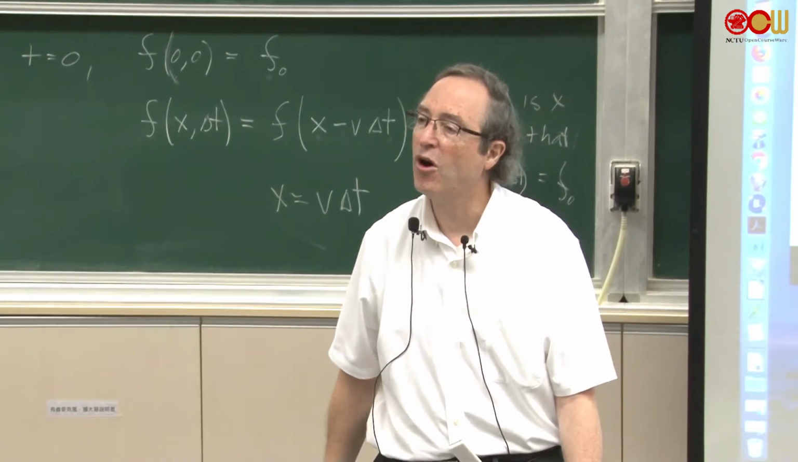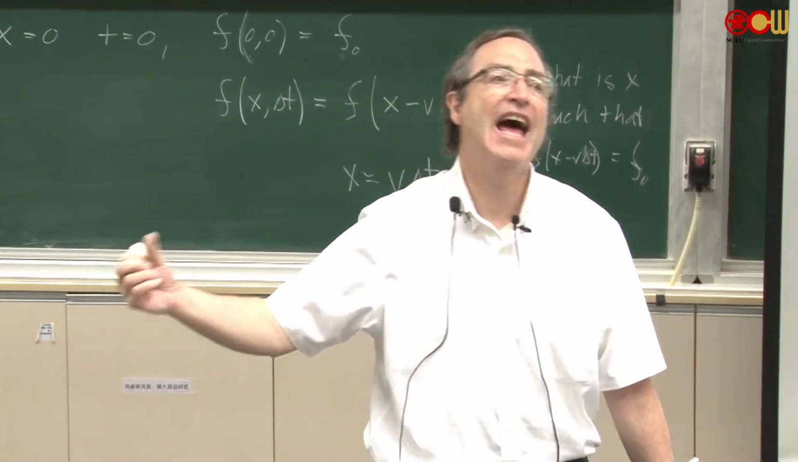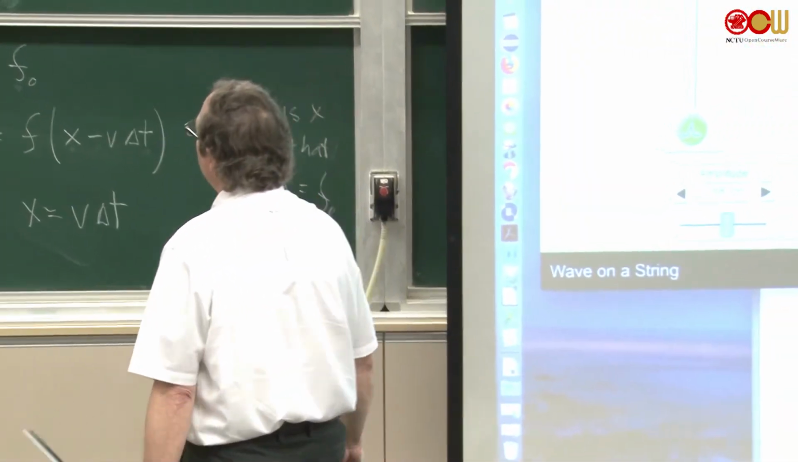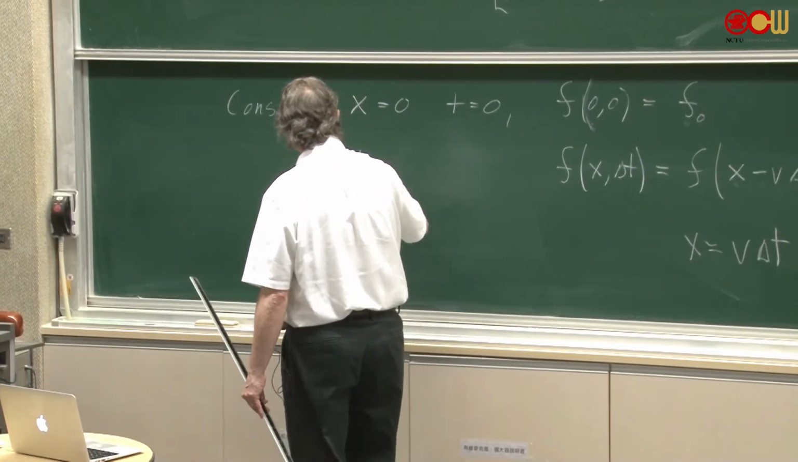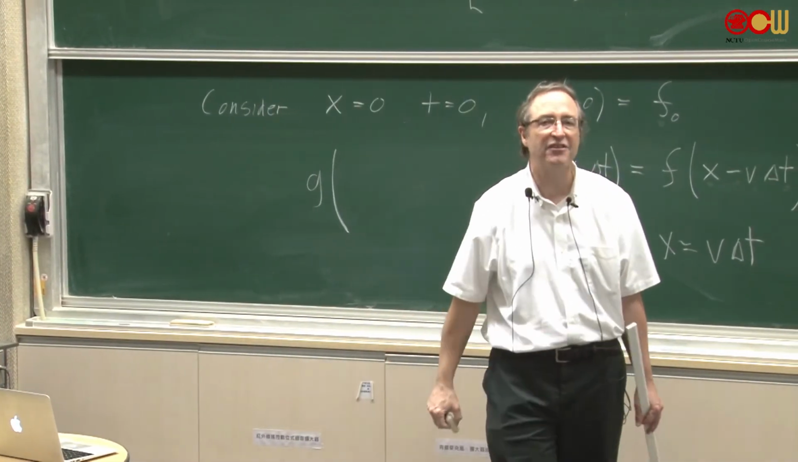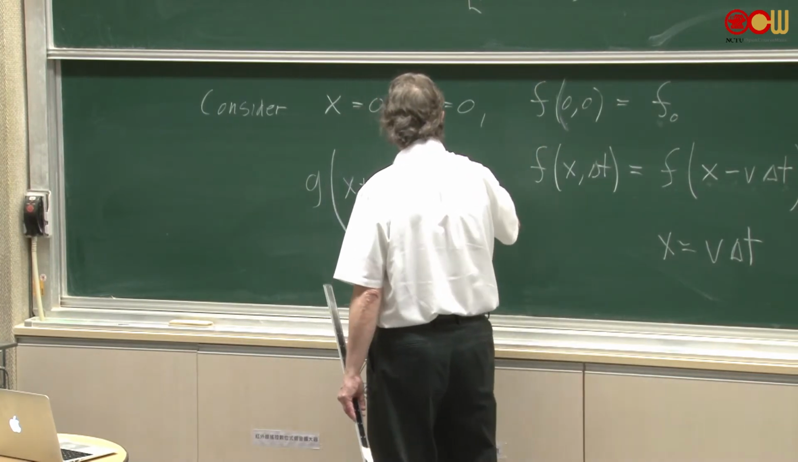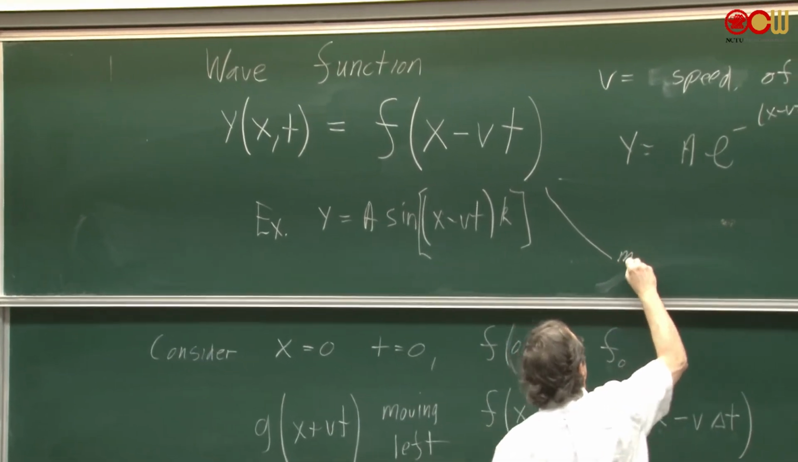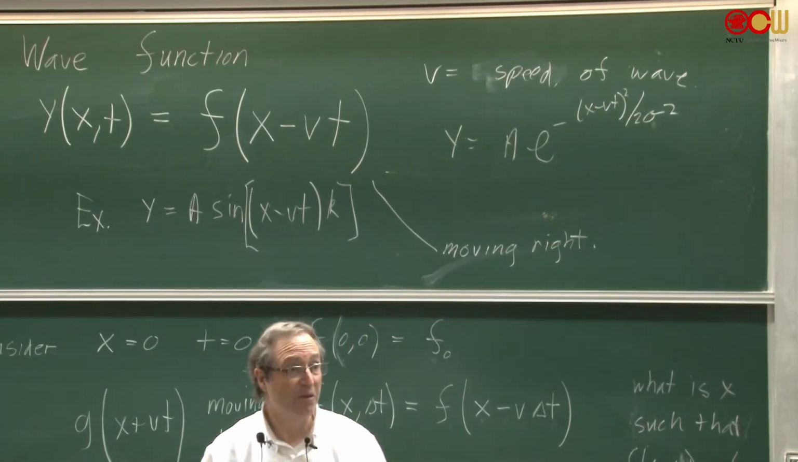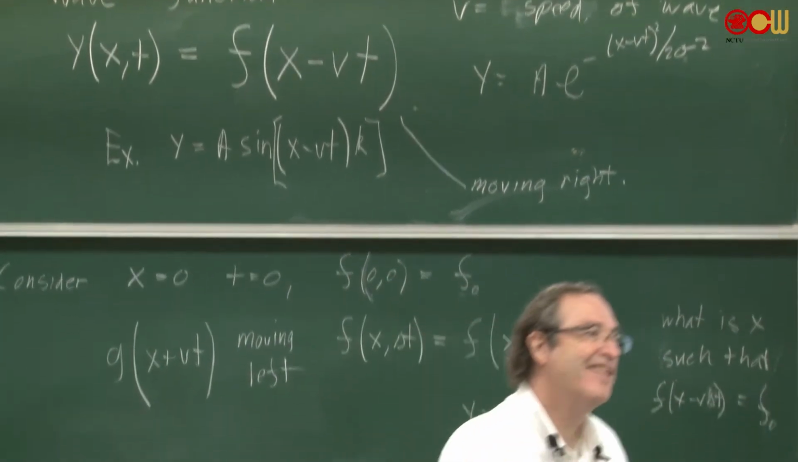What do you think the form is for a wave moving to the left? It's not f of x minus vt. It's going to be g of something else. What is that something else going to be? All right, so this is moving left, and this here is moving right. So we've made some progress here.